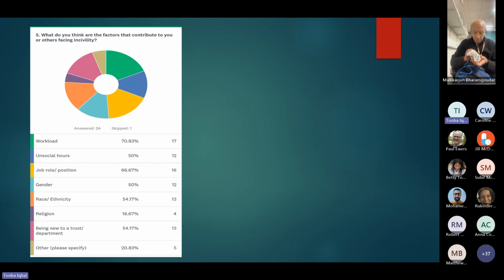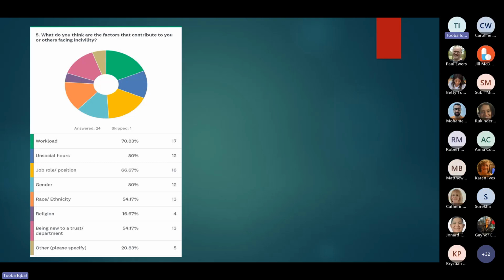The next question was, what do you think are the factors that contribute to it? So this is really interesting. We let the responders choose multiple options, and majority of the responders chose a few options that I think are extremely relevant. A majority chose workload, a majority chose job role and position, so where you stand. A majority chose race, ethnicity, religion, and majority did choose gender. So 50% of the people chose gender. Interestingly, more than 50% of the people chose being new to a trust or department or being unfamiliar with a setting as a contributor to incivility.